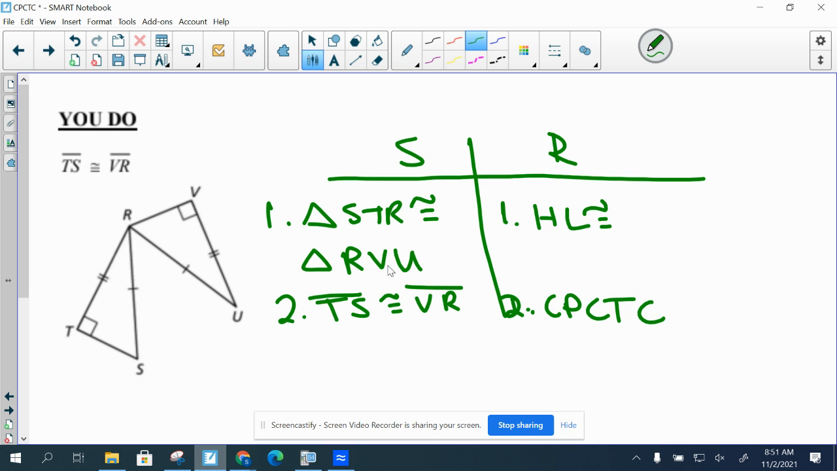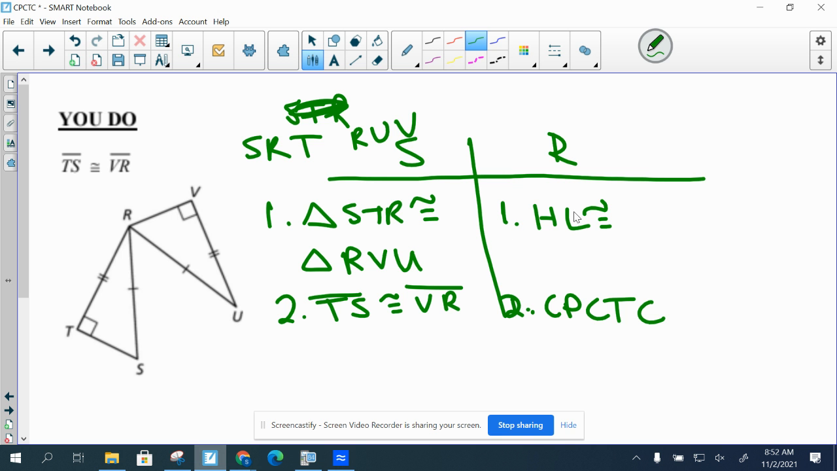Okay, so I said that the two triangles are congruent. It doesn't matter what order you pick. I just did STR congruent to RVB. In order to check, what I do when I'm grading yours is make sure that your letters are in the same order as mine. So if you said SRT, S and then R and then T, then you should have RUB.